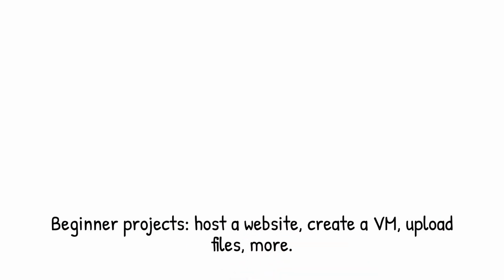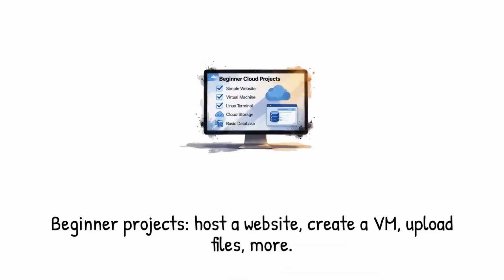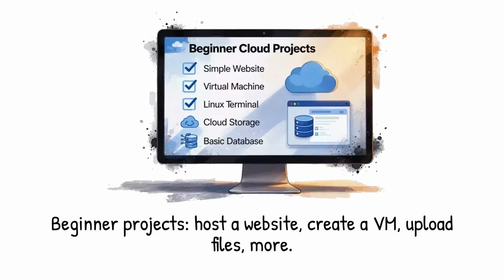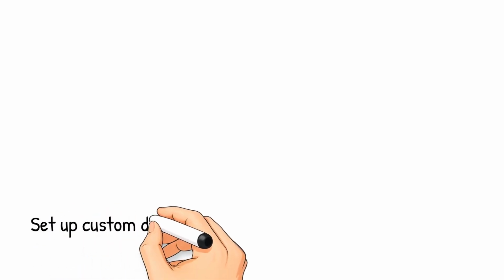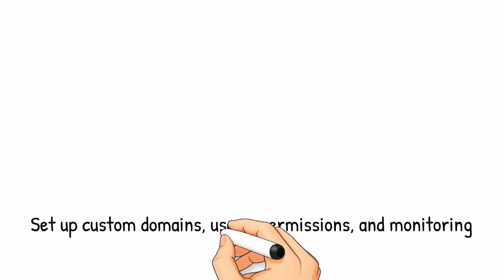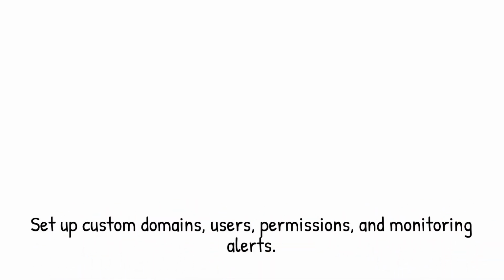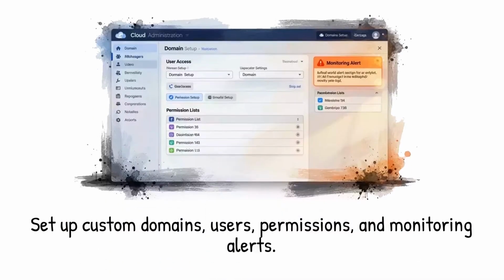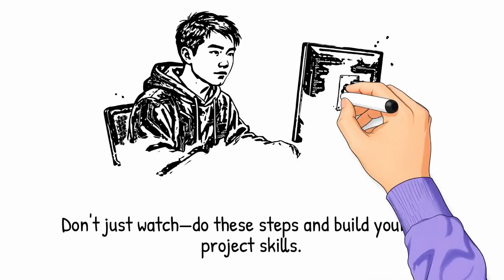Here are beginner projects from easy to harder. Host a simple website in the cloud. Create a virtual machine and connect to it. Install a web server on Linux. Upload files to cloud storage. Create a simple database. Set up a custom domain. Create users and permissions. And set up a monitoring alert. Each project teaches you more than 10 videos, and every project becomes proof of your skills. Don't just watch this step, actually do it.